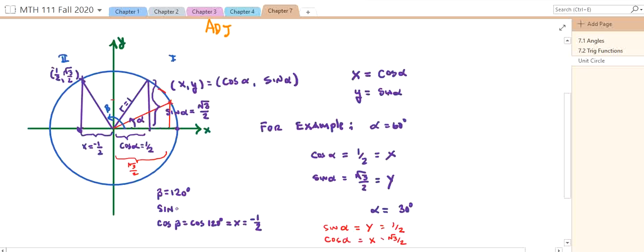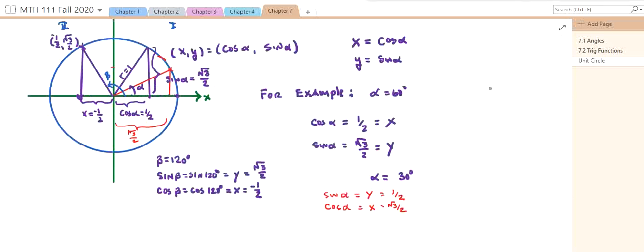And the sine of beta, or the sine of 120 degrees, is going to be the same as the sine of 60 degrees, and that's going to be equal to square root of 3 over 2. Now I can go another 60 degrees, and notice at this point, I'll do it in green. Well, green's a bad color. I'll do it in orange.